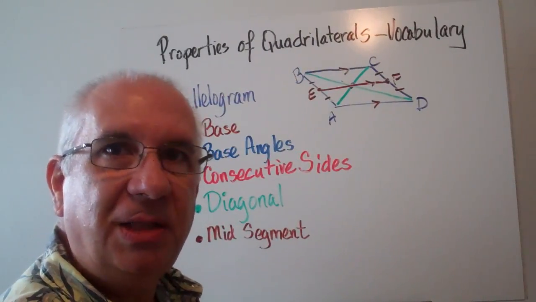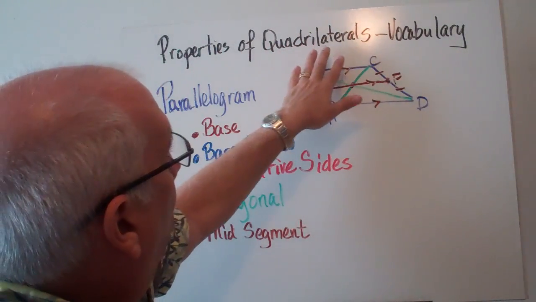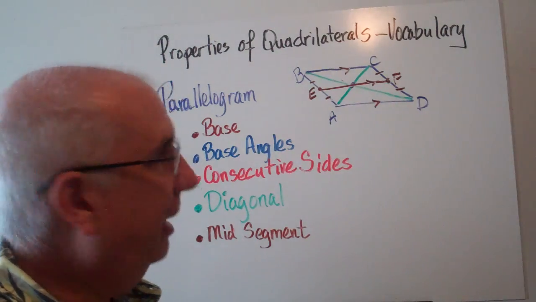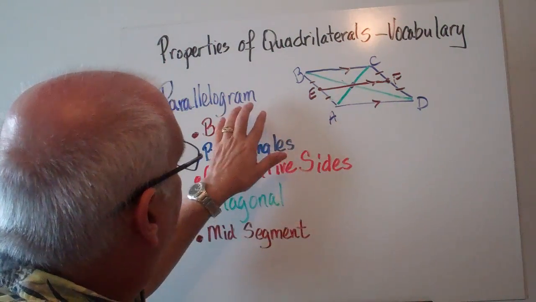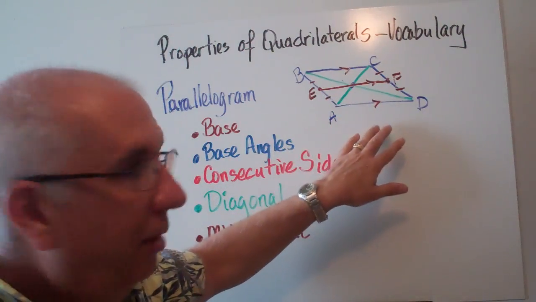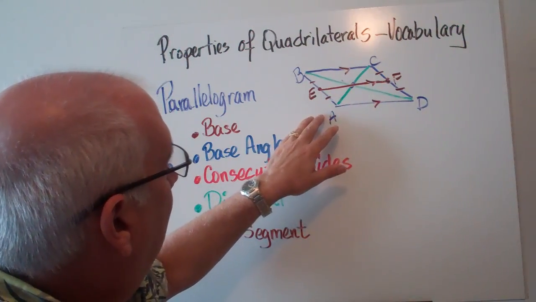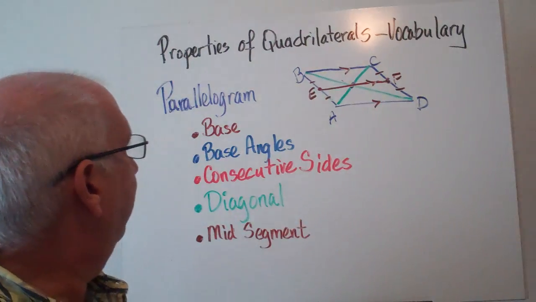Welcome. Today's lesson is about properties of quadrilaterals vocabulary. The first one we're going to talk about is parallelogram. And the parallelogram I've drawn here is in purple. It's parallelogram ABCD.